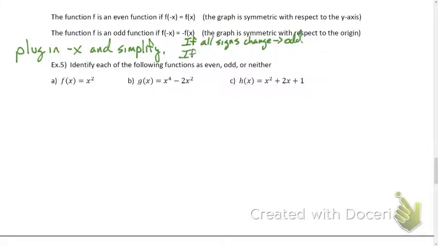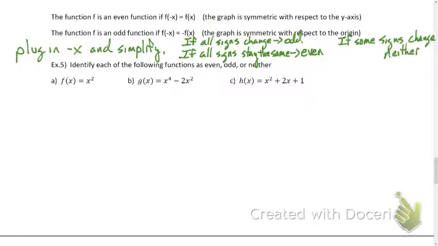If all signs stay the same, it is even. And lastly, there's a chance it's a mix. If some signs change, neither. So 3 ways this can play out: odd, even, or neither.